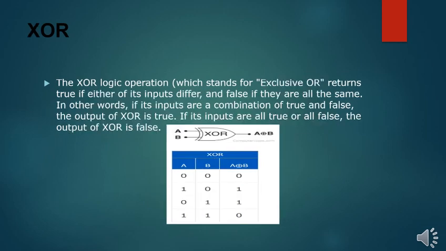The sixth gate is XOR. The XOR logic operation, which stands for exclusive OR, returns true if its inputs differ and false if they are all the same. In other words, if its inputs are a combination of true and false, the output of XOR is true. If its inputs are all true or all false, the output of XOR is false.